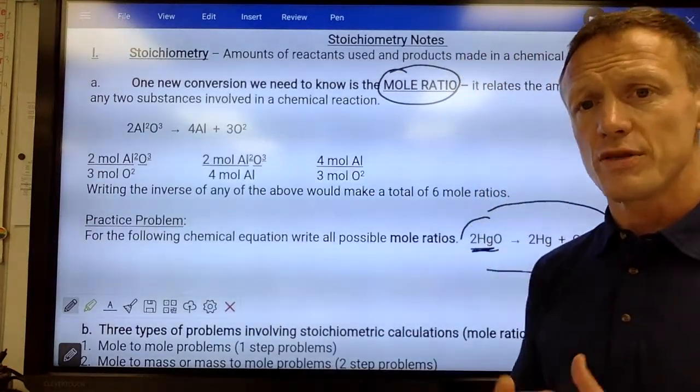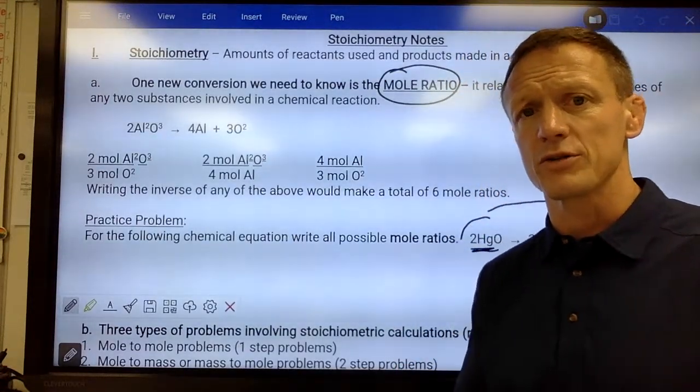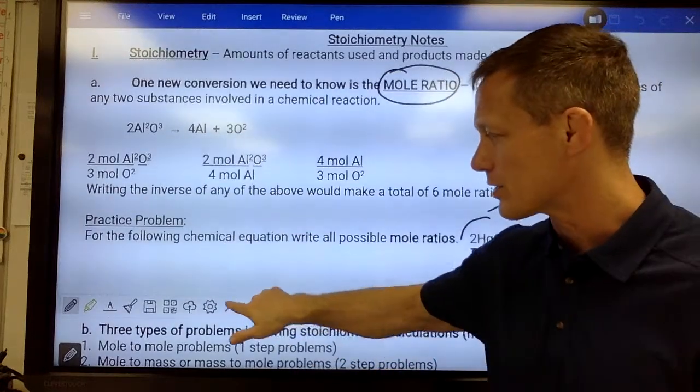So we're going to do things right now pretty much in terms of moles. There could be some problems in terms of grams. I'll just throw in a little bit of that, but not a whole lot.